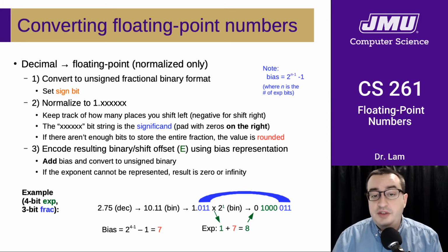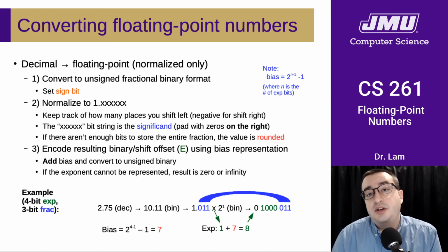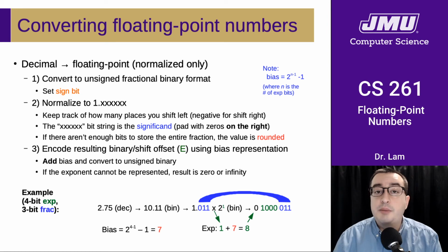Once you have the significand, the last piece is the exponent. So you need to go back and remember how many places you shifted the number in order to normalize it. Once you have that shift offset, we will need to encode that shift offset using the bias representation, which is basically just adding the bias. So we subtracted the bias in order to go the other way, and so it should make sense that we add the bias when going this direction. And of course you need to convert it to binary. And if you cannot represent the exponent given the number of exponent bits that you have, then you underflow to 0 or you overflow to infinity.